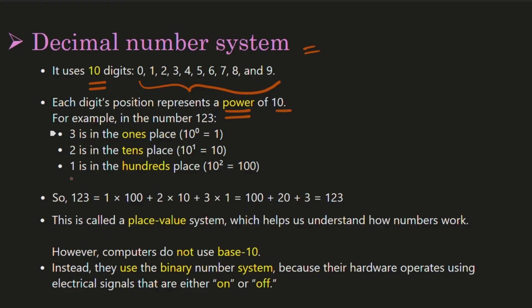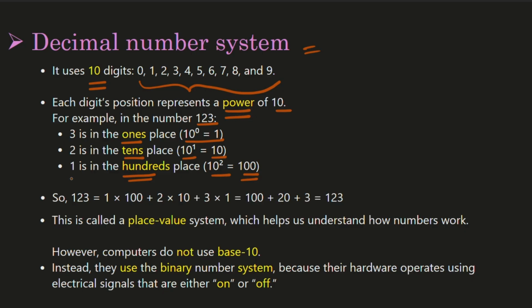For example, in the number 123, the digit 3 is in the ones place, which is 10 to the power 0, equaling 1. The digit 2 is in the tens place, which is 10 to the power 1, equaling 10. And the digit 1 is in the hundreds place, which is 10 to the power 2, equaling 100.